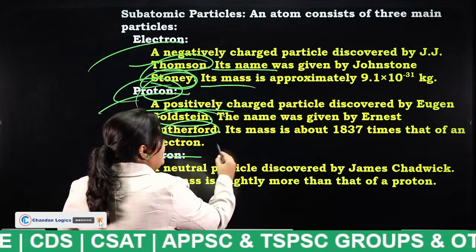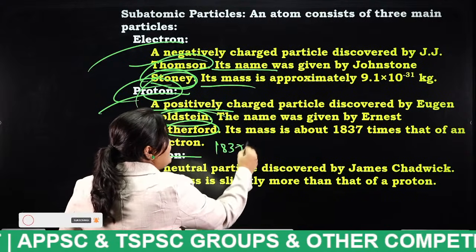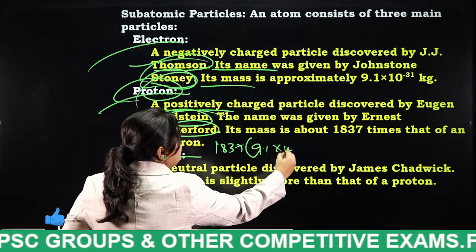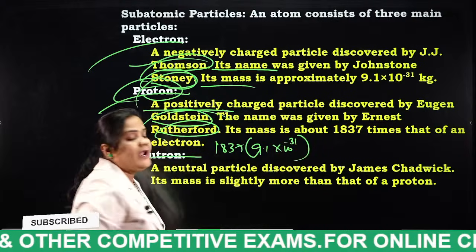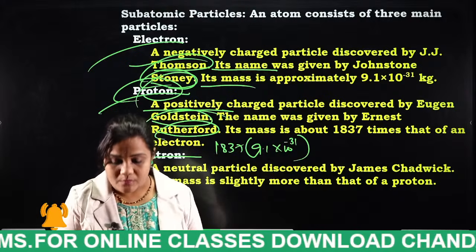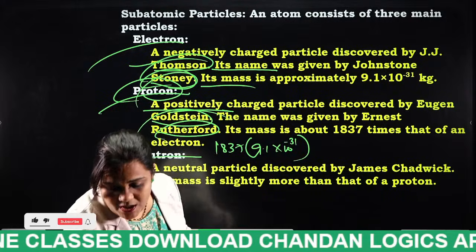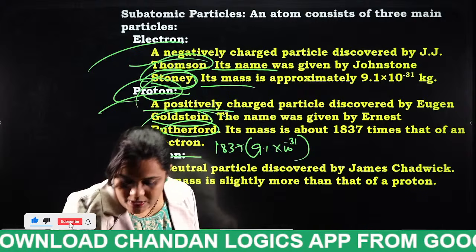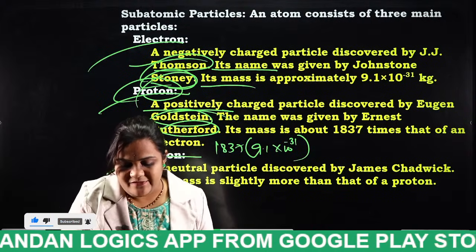And what is the mass of the proton, students? It is about 1837 times the mass of the electron. That means 1837 times 9.1 times 10 power minus 31 is the mass of the proton. Okay. In which year was the electron discovered? In which year was the proton discovered? So give me the information, students.